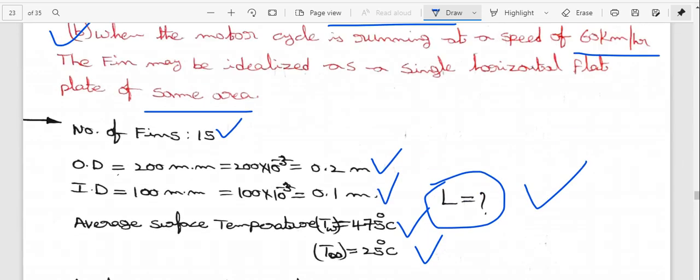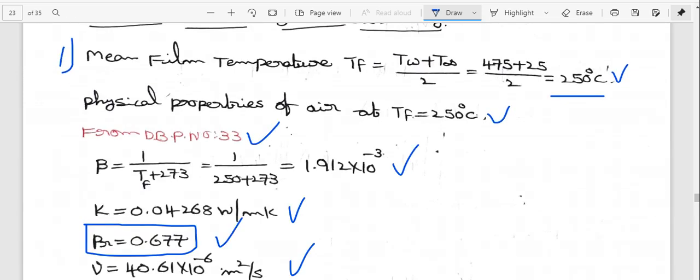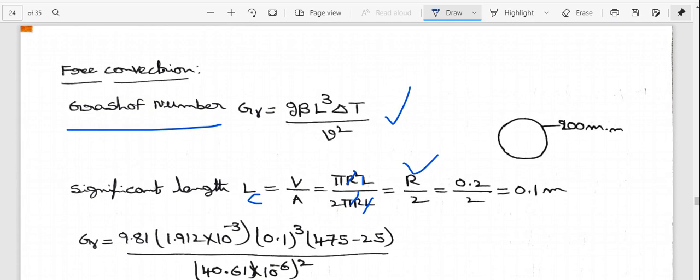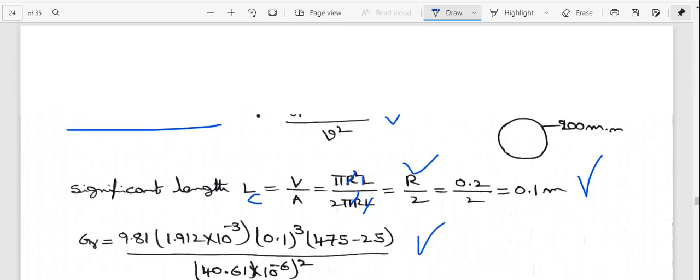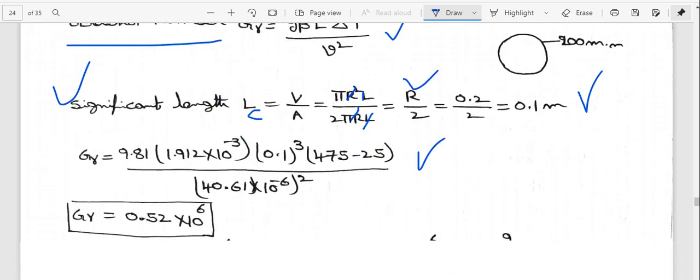What is the r value? Here the outer diameter is 0.2, so we need to consider the outer diameter. We can substitute radius, which is diameter by 2, equal to 0.1 meter. So we need to substitute the L value as 0.1. In case of a cylindrical object problem, the L value is not mentioned in the question, so we need to calculate the significant length. The significant length was already calculated in the previous chapters. We already know the characteristic length LC is equal to volume by surface area, so that's why I am considering this formula from previous units.